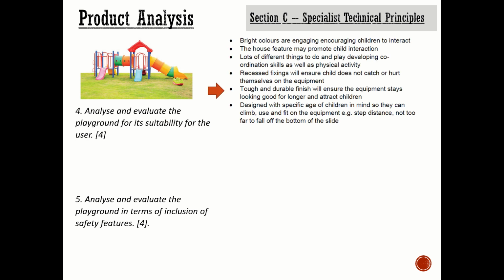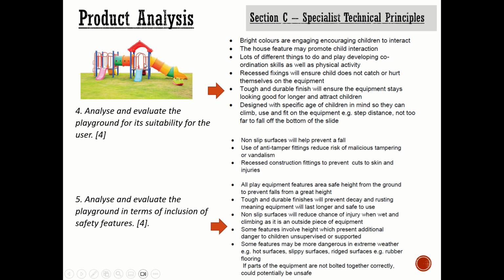And here are some indicative points for suitability of your user. For example, bright colours are engaging to children. The house feature may promote children's interaction. There are lots of different things for them to do. It's kind of stating the obvious, it's stating what you see, isn't it? And then for the inclusion of safety features, it's basically justifying a lot of the specification points. So no-slip surfaces will help prevent a fall. Use of anti-tamper fittings reduces the risk of malicious tampering or vandalism. Anyway, there's the mark scheme for that.